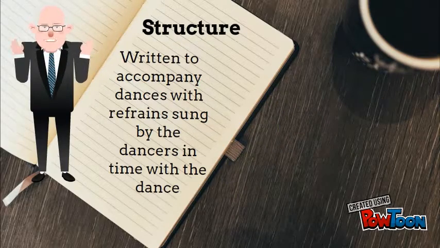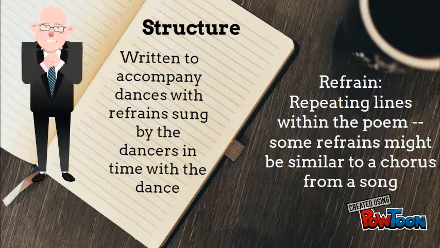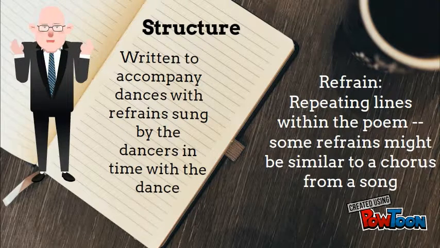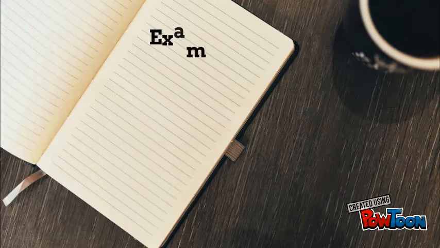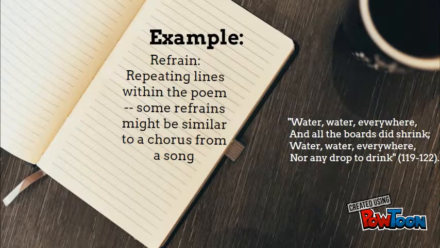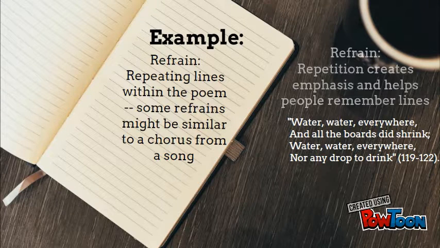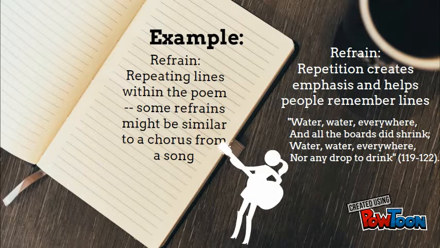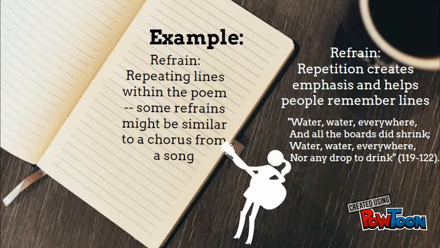Ballad structure often includes refrains, or repeating lines within the poem. Some refrains might be similar to a chorus from a song. The refrain in The Rime of the Ancient Mariner is not one entire stanza. Notice how the purpose of the refrain is to provide repetition or emphasis on a certain idea. It can also help remind singers of what to say next when passing down the poems through the oral tradition.